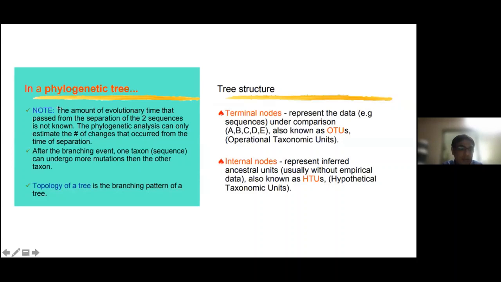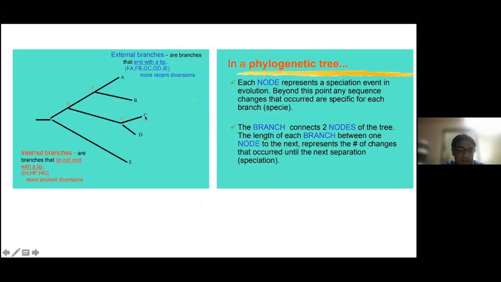In a phylogenetic tree, if the amount of evolutionary time that passed since the separation of the two sequences is not known, the phylogenetic analysis can only estimate the number of changes. For example, you compare two or three sequences and find how many amino acid or nucleotide changes there are among them. After the branching event, one taxon can undergo more mutations than the other, for example from G to C and G to D. So you might have more mutations in this branch compared to this one.